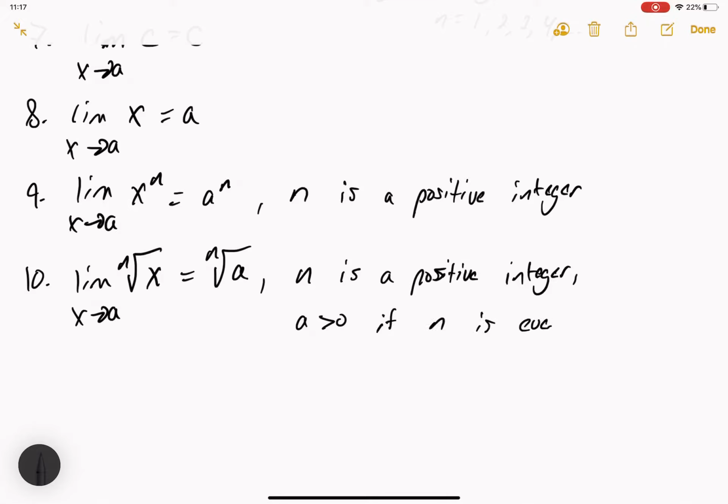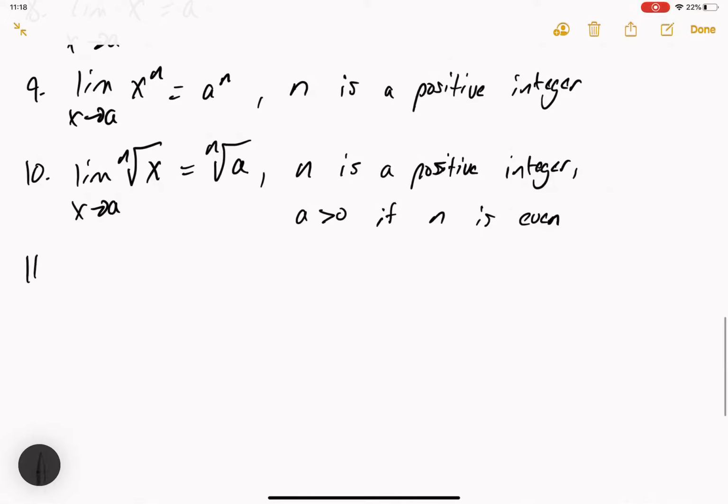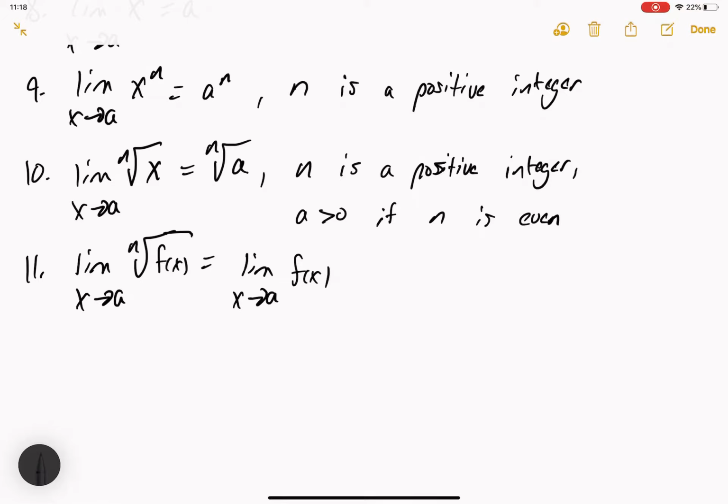Because if the limit as x goes to a was -1 and we're doing the square root, then obviously it doesn't make any sense. Then likewise, what we did here with x, we can replace it with f of x. So then we have the limit as x goes to a of the nth root of f of x is equal to the limit as x goes to a of f of x, and then you can write that as the nth root.